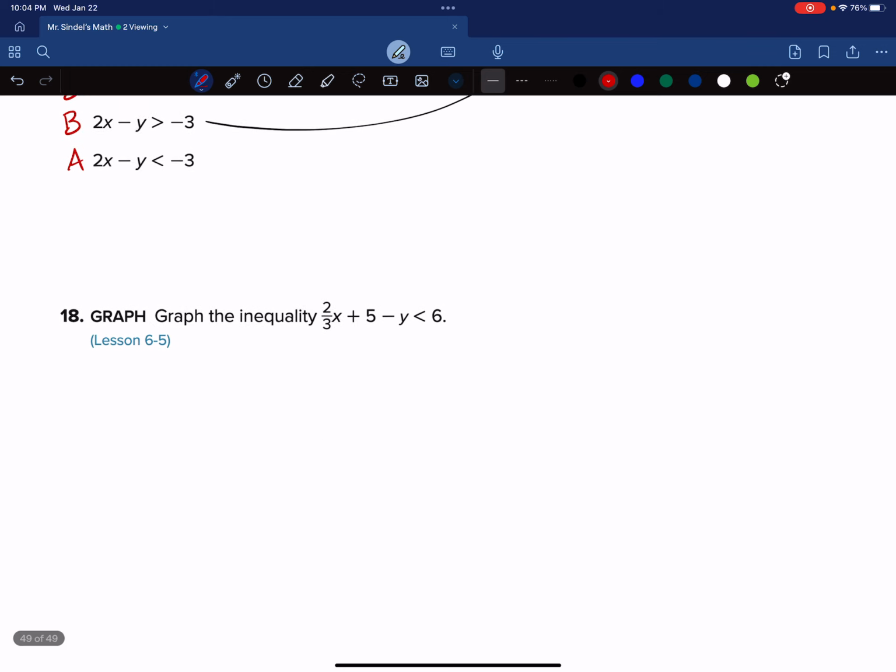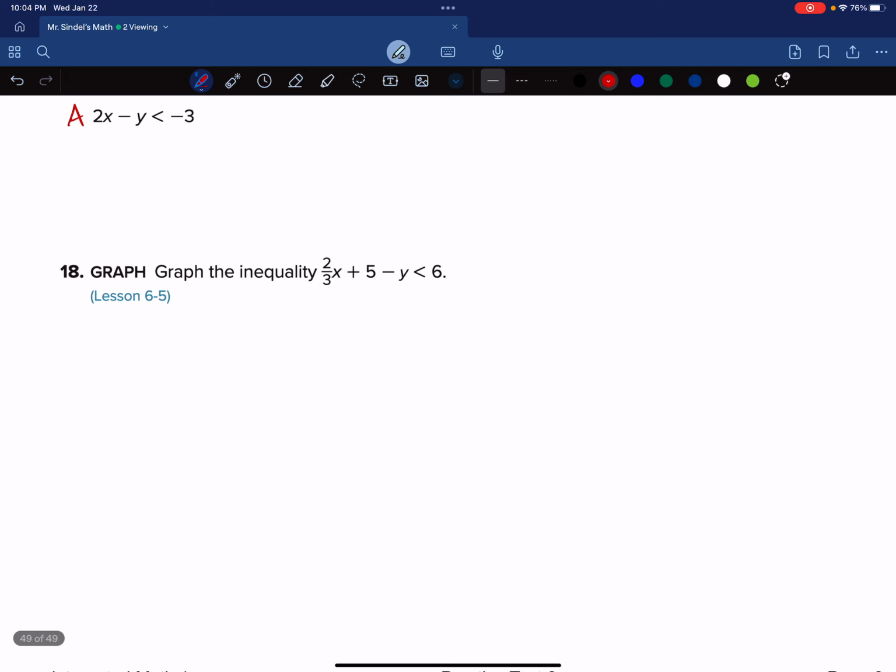Last question of the practice test. Here we go. Graph that thing. Okay, well, typically speaking, we graph this in slope-intercept form, that meaning y equals mx plus b form. That means that y is by itself and isolated on the right-hand side. Y is right here. I need to get rid of this and this.